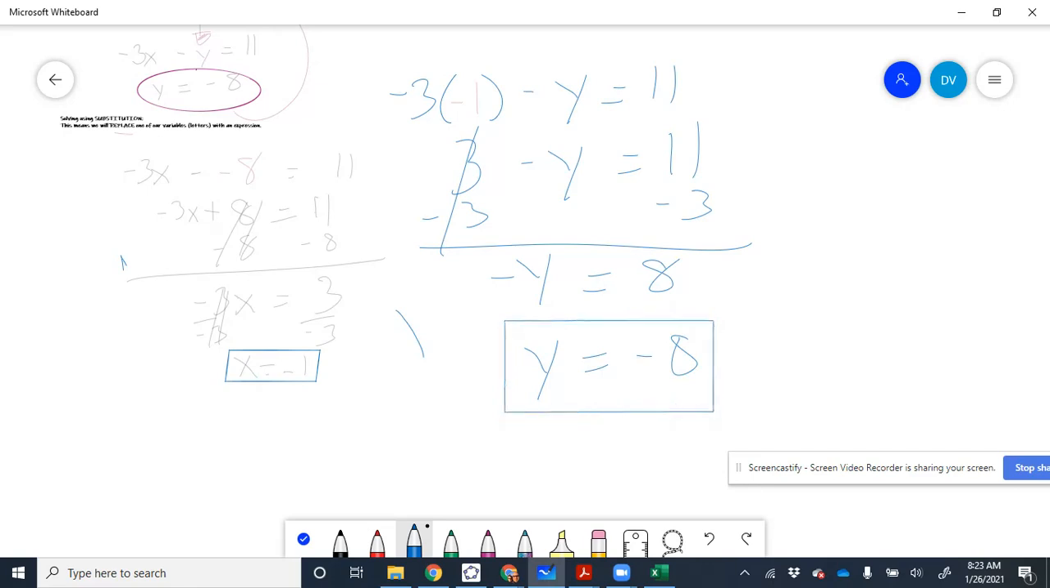So that's the two things we wanted to find. And so when you write your answer, always put the x first. Negative 1 and negative 8 is our solution.